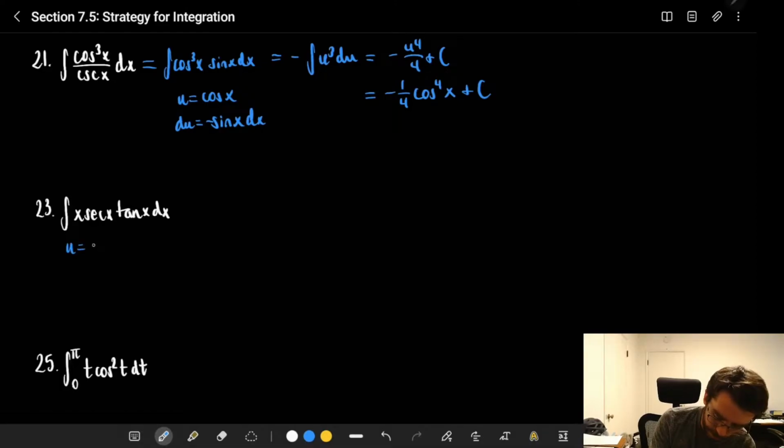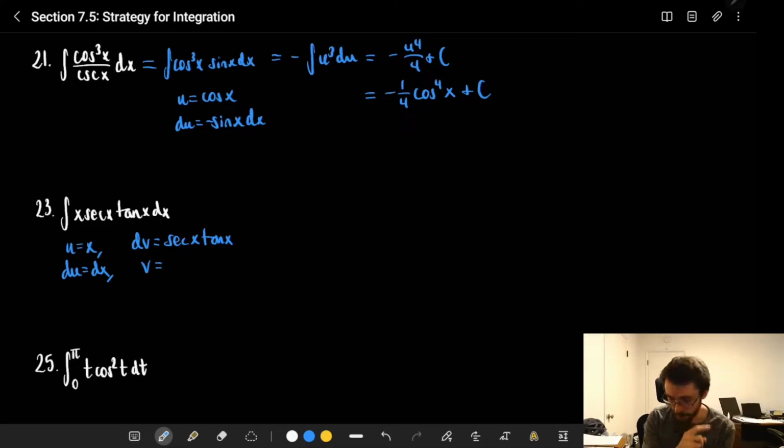If we say u is... Wait, no, I do want to integrate. What am I saying? Okay, so yeah, pick u equals x. So the derivative of u is just dx. Then dv is the remaining part, secant tangent. Yeah, I was just doing it backwards in my head. The integral of secant tangent is secant, right? Because you know the derivative of secant is secant tangent. So great, you get that. This should work out pretty nicely now.